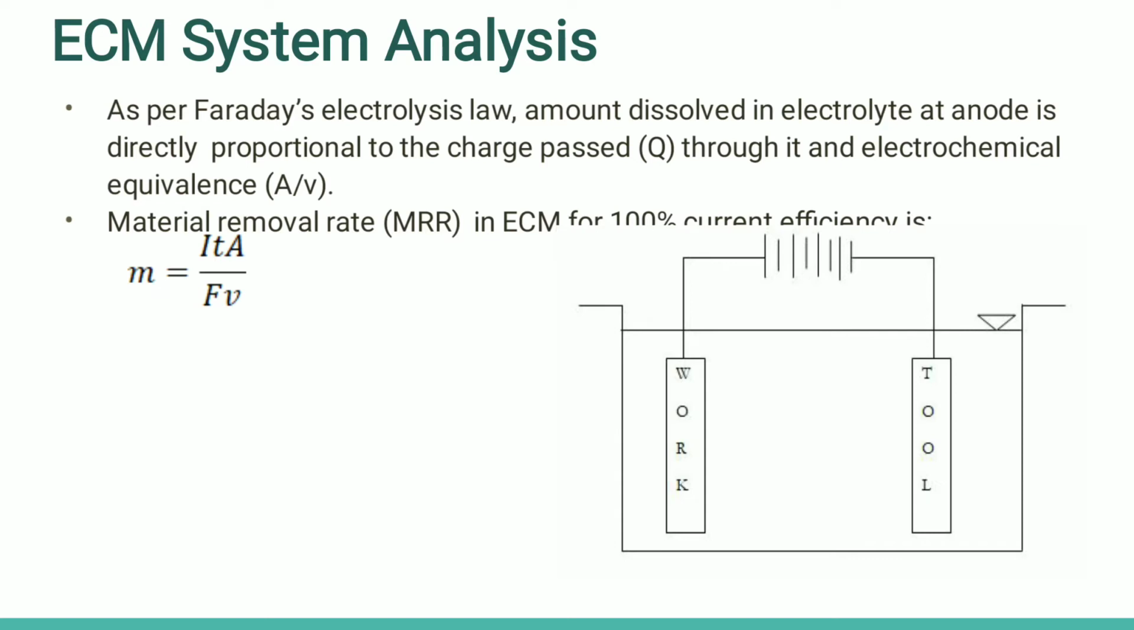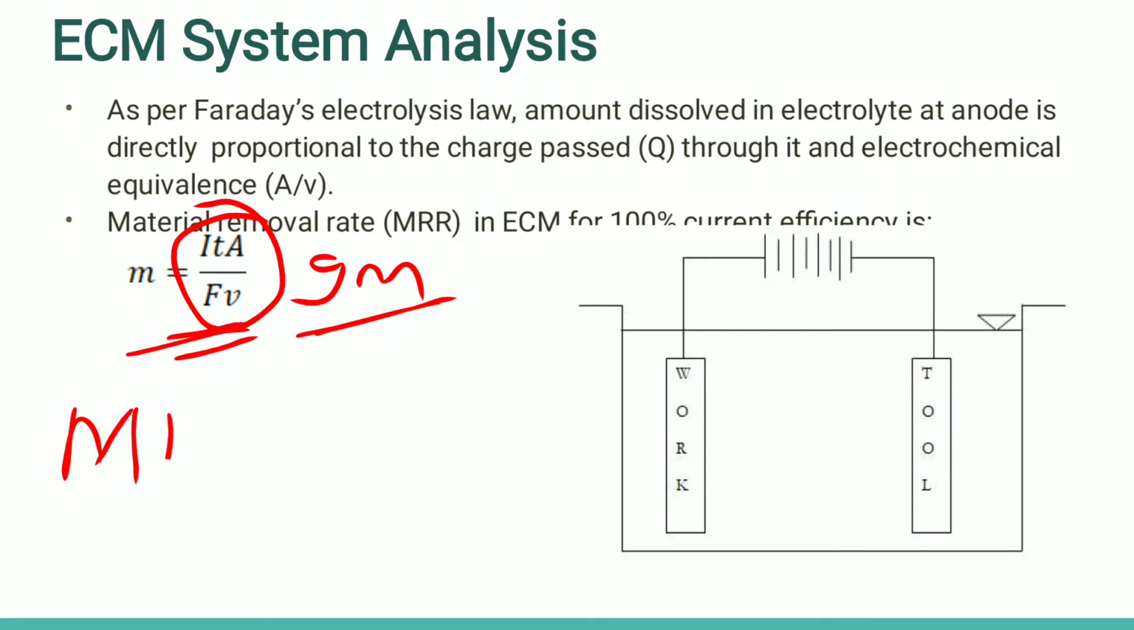So next is this equation, m = I × t × A / (F × V). So I is the current, t is the time, A is the atomic weight, F is Faraday's constant, and V is the valency. Now this is basically the amount that is dissolved in the electrolyte, or the amount of material which is removed or depleted from the anode part. So that is in gram. Here we are calculating in gram.